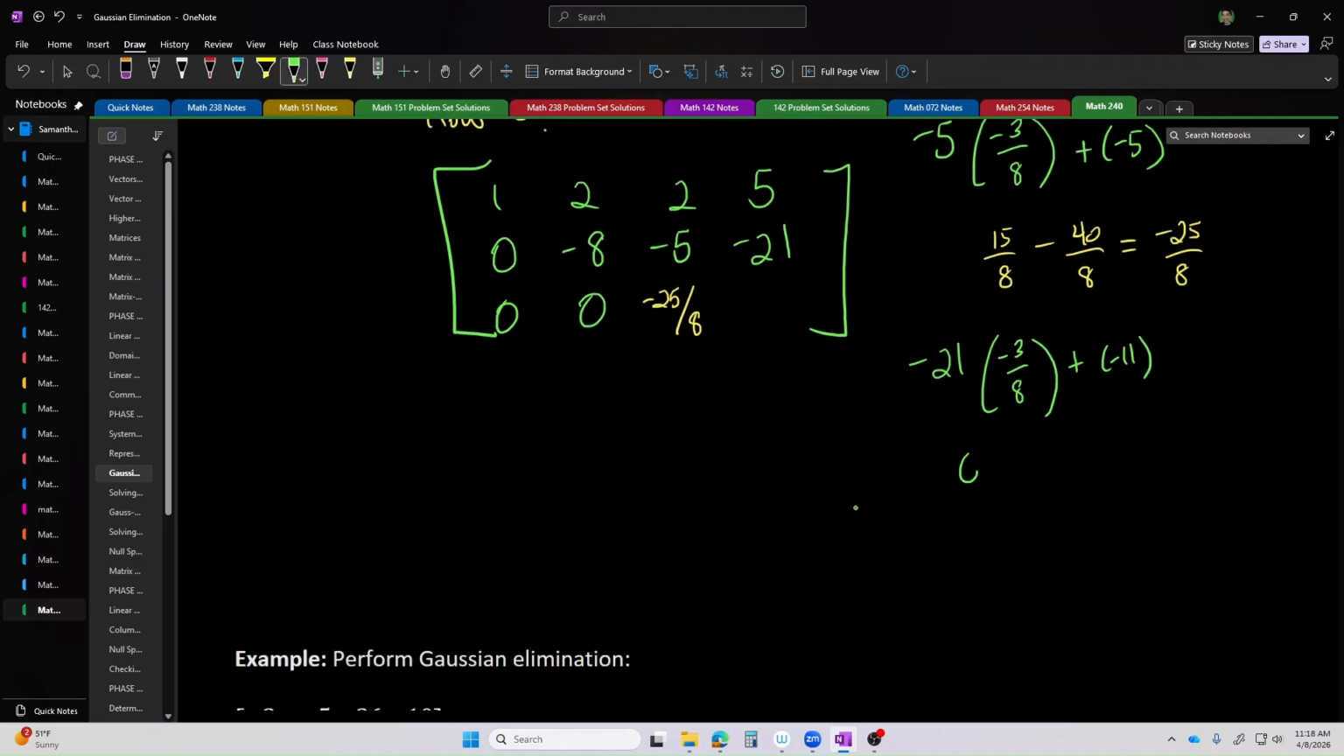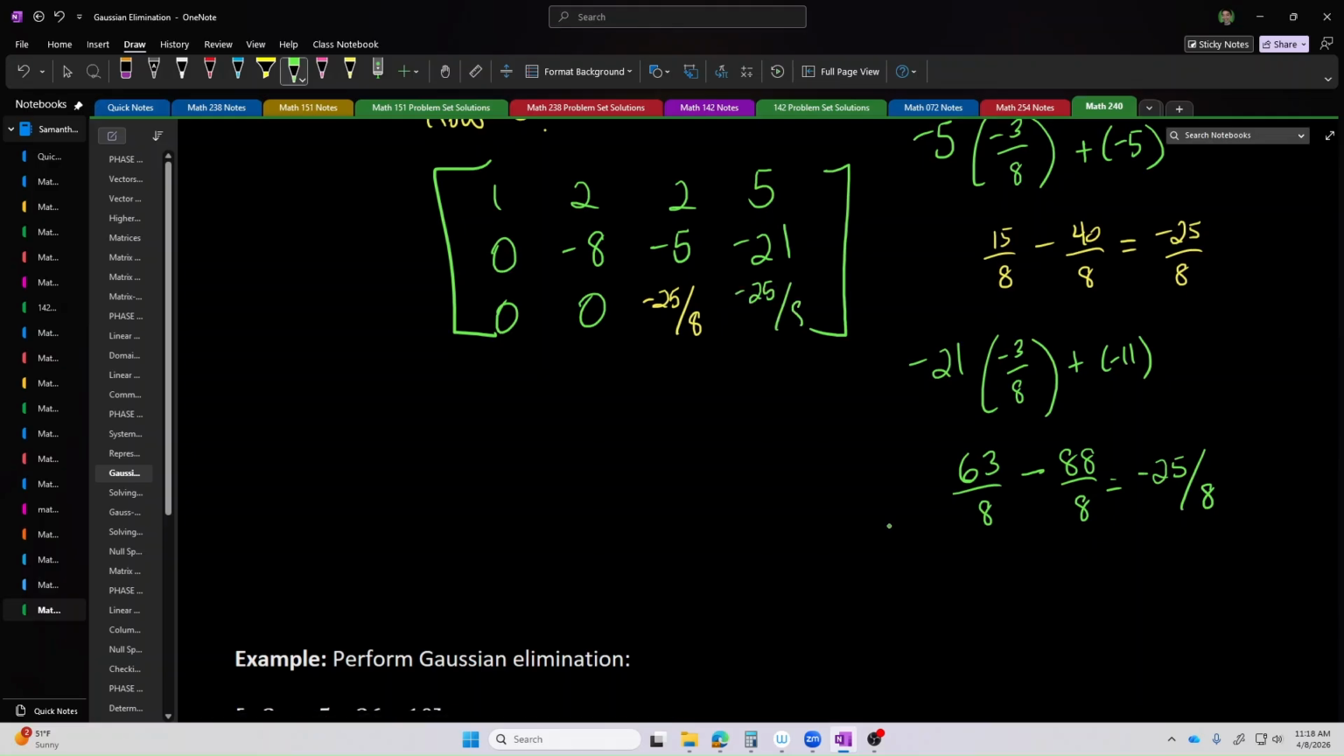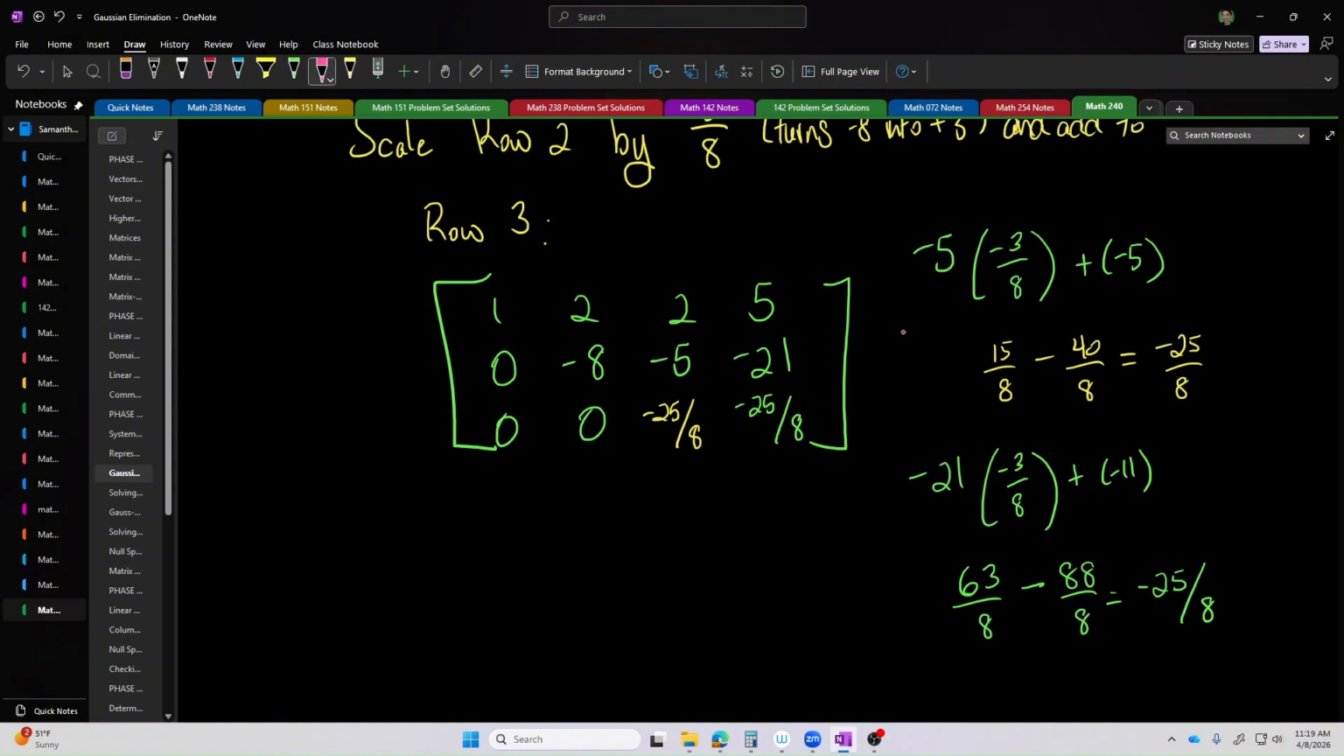-21 times -3/8 plus -11 in row number 3. So that's 63/8 minus 88/8, if I've got that correct, -25/8. So that's the value that would end up in this position in this particular matrix. We have, as of this moment, obtained a matrix that is in row echelon form.